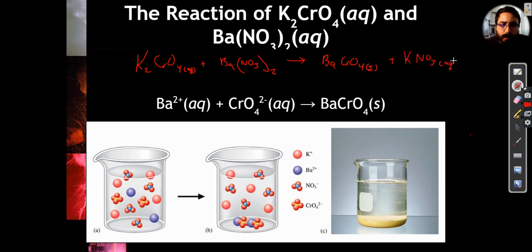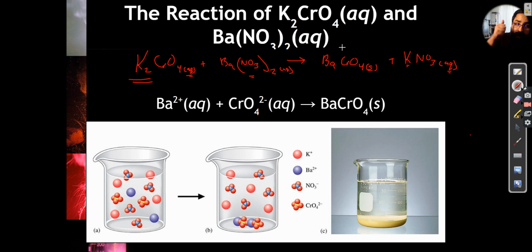And that's aqueous. Now, whenever potassium is present, did I say calcium? Whenever potassium is present, it's always going to be aqueous. So if potassium is present, it's going to be aqueous. If nitrate is present, it's always going to be aqueous. Memorize those.